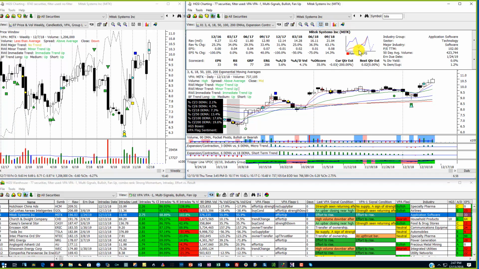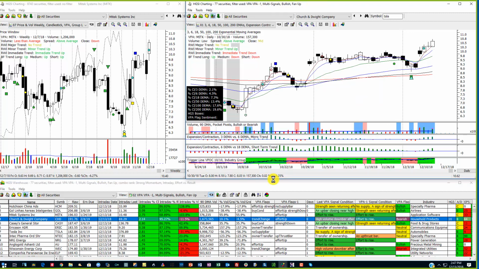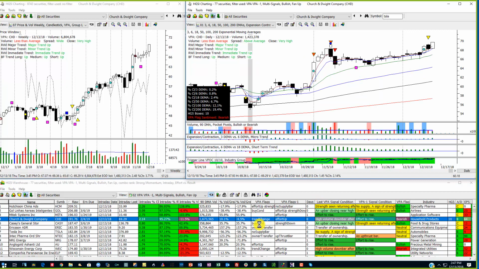I don't know. Application software, the volume's fair. Look at all these pocket pivots here. Somebody's been buying this thing. I'm going to hit alternate G. I'm going to add it. I obviously don't have time to run through all these. When I'm not talking, I can go through a lot of charts in a hurry.